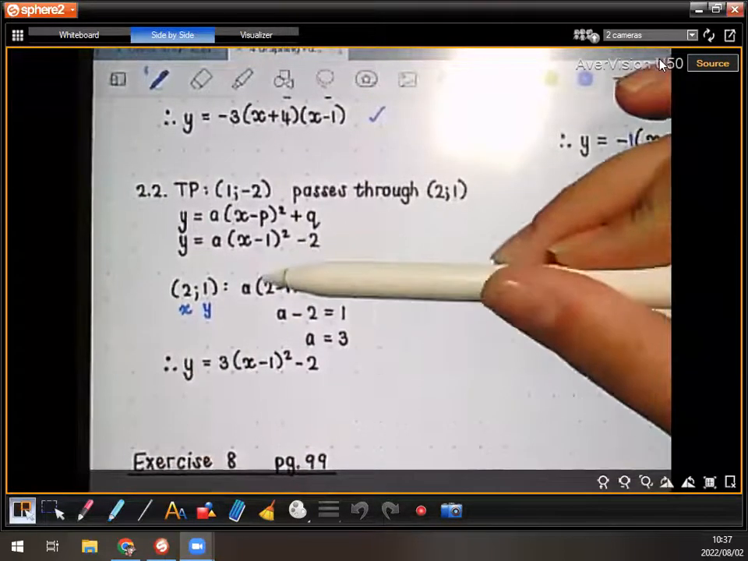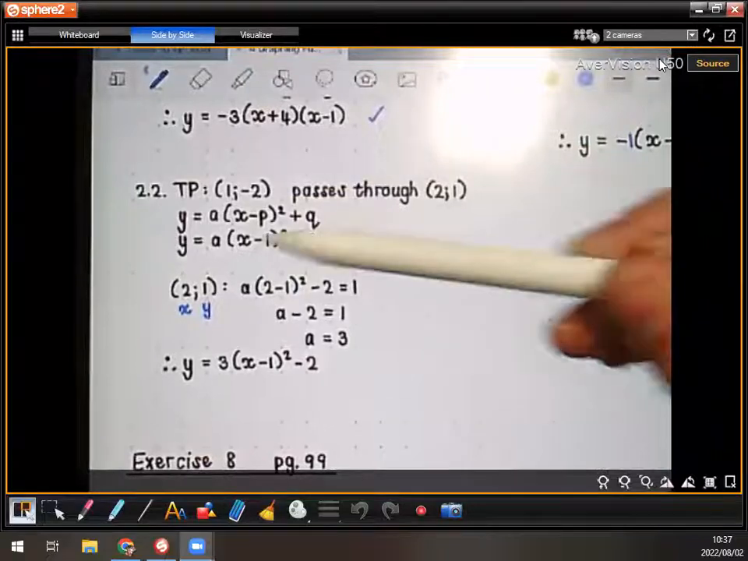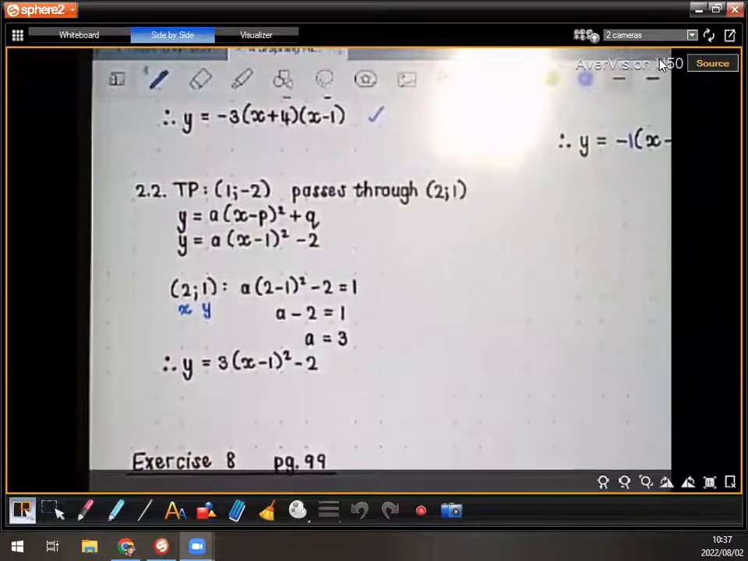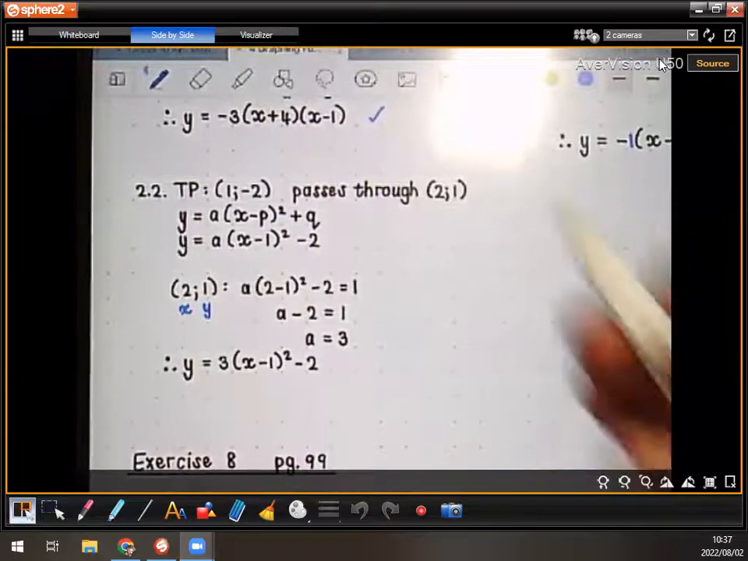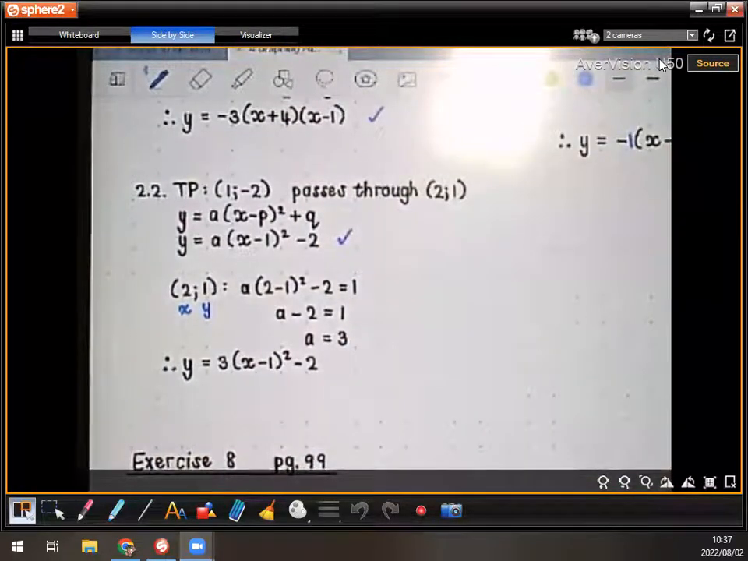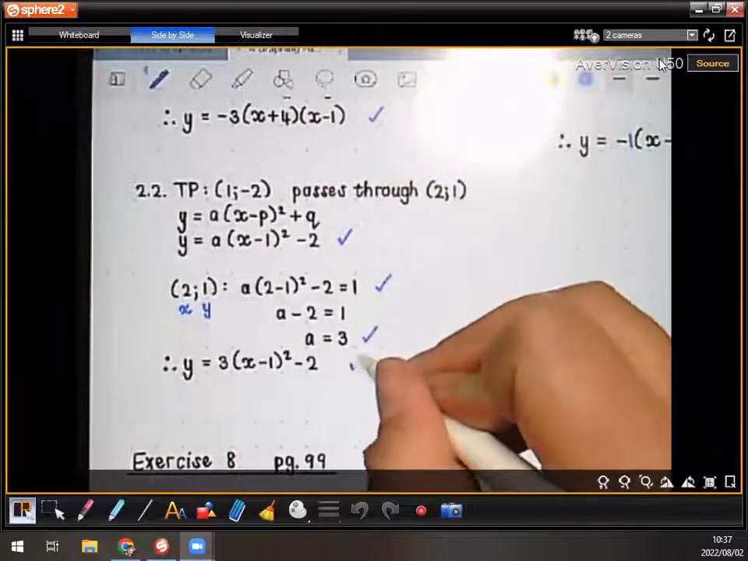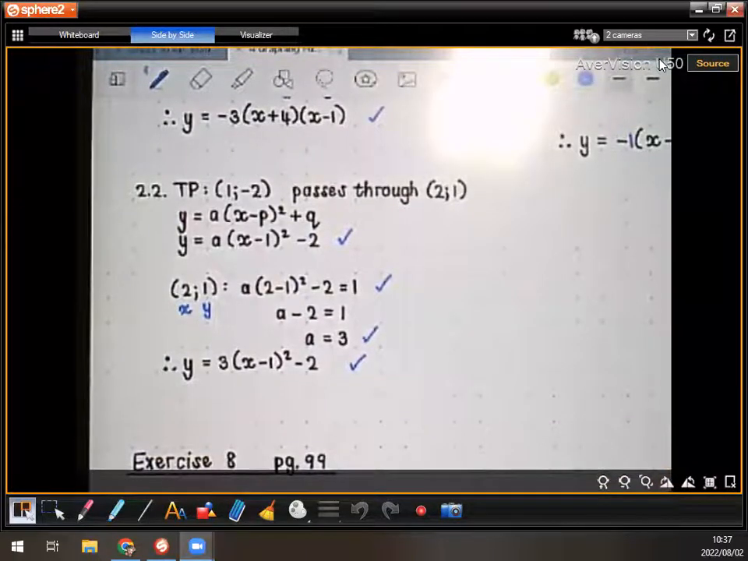So there's my x equals 2. Sub in there, and your y equals 1. Again, this bracket just becomes 1, right? 2 minus 1 is 1 squared, which is 1. So that's just a minus 2 equals 1. And then this negative 2, we just need to add on the other side. So a is 3. And then you go on. This one, same mark allocation: 1 mark for subbing in the turning point, 1 mark for subbing in that other point, a mark for the value of a, and then a mark for the answer. So always 4 marks.